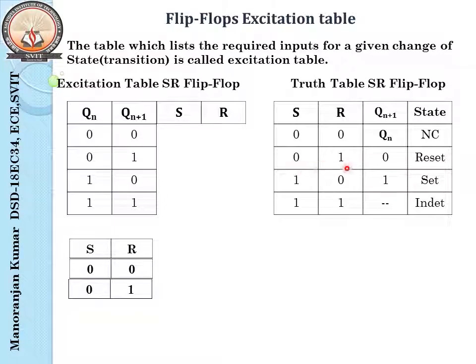0 and 1. Okay, so even this particular input combination is possible when my inputs are 0 and 0. So that particular value also I have taken here, that is 0 and 1 I have taken. So these are two possible inputs for which I'll get these two outputs. Qn and Qn+1 will be 0 when I take these two possible input conditions.